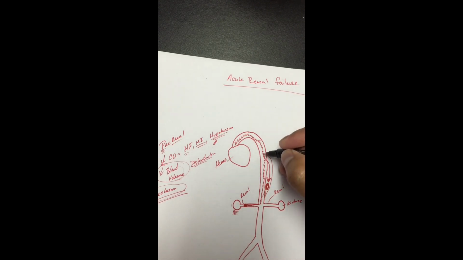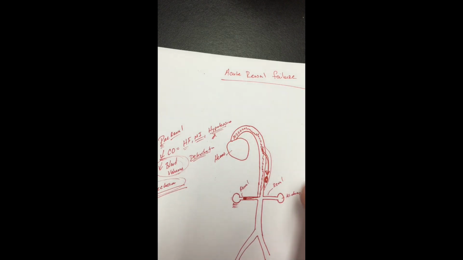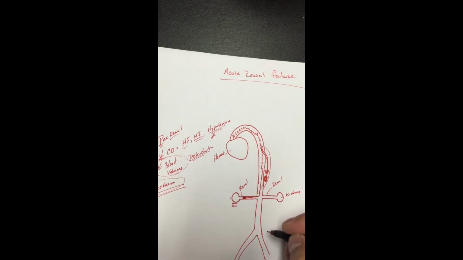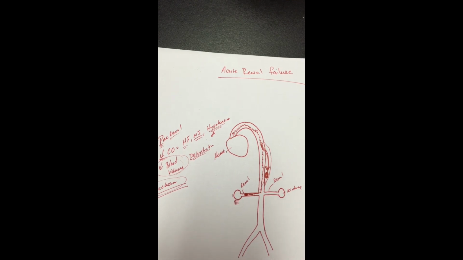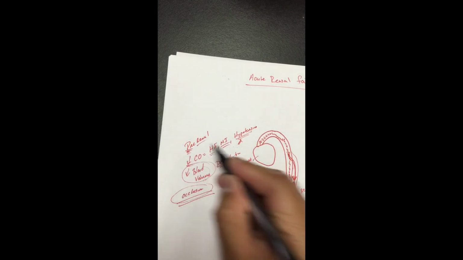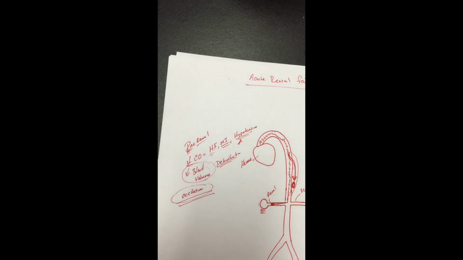Or number two, since you have blood pulling in here, you have a decreased amount of blood going to other parts of the body. In this case, the kidneys, again causing renal injury, acute renal injury. So this is pre-renal. Again, the problem occurs before the kidneys.